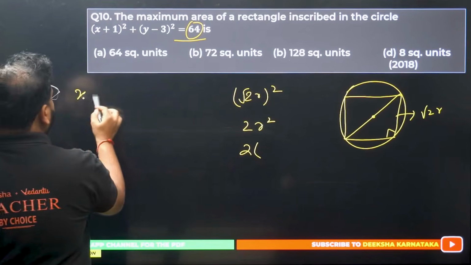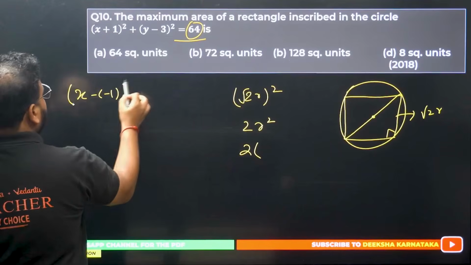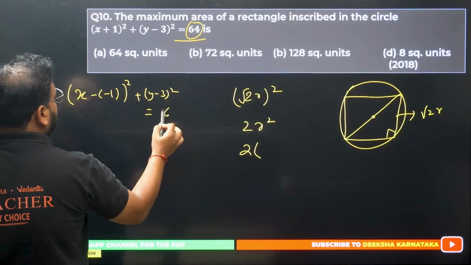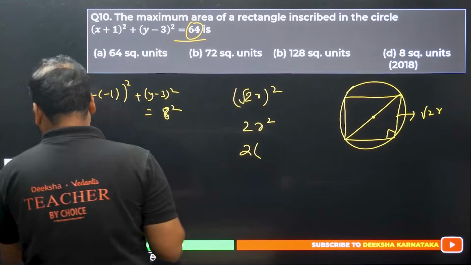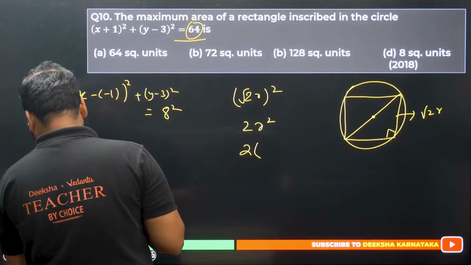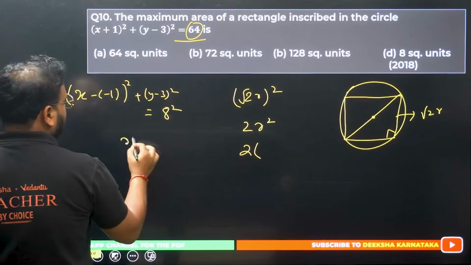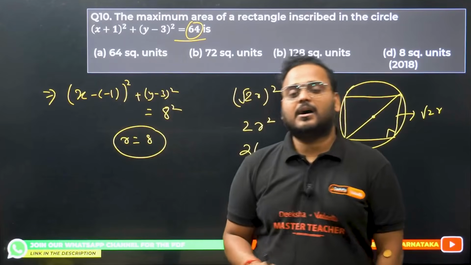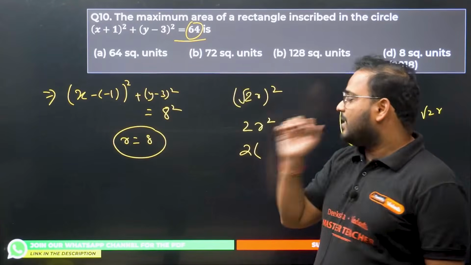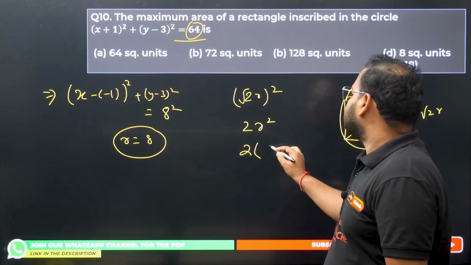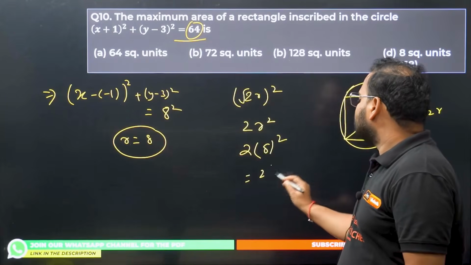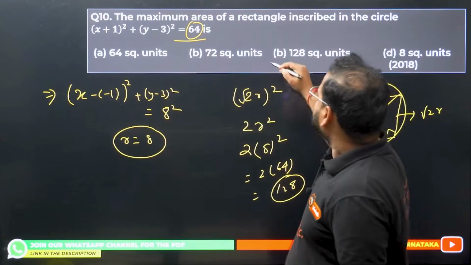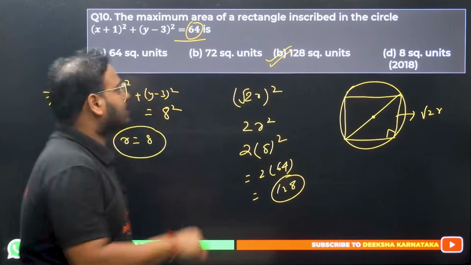Check from here. Standard form: x minus 1 the whole square plus y minus 3 the whole square equals 8 square. So I get the radius from here as 8. This is the standard form of the circle, x minus h, y minus k squares, equals r square. So radius is 8. Put here 8 square. Answer will become 2 times 64. How much is that? 128. Option B is correct.